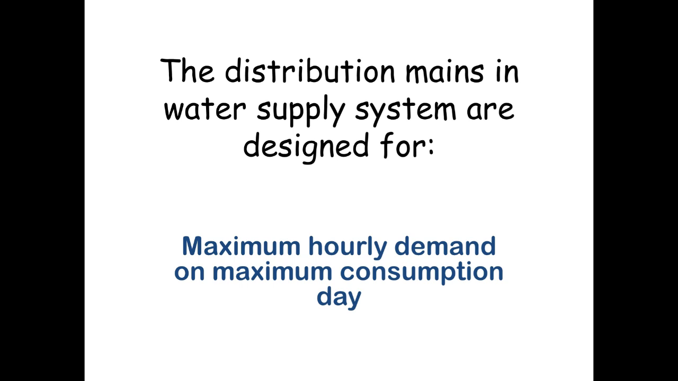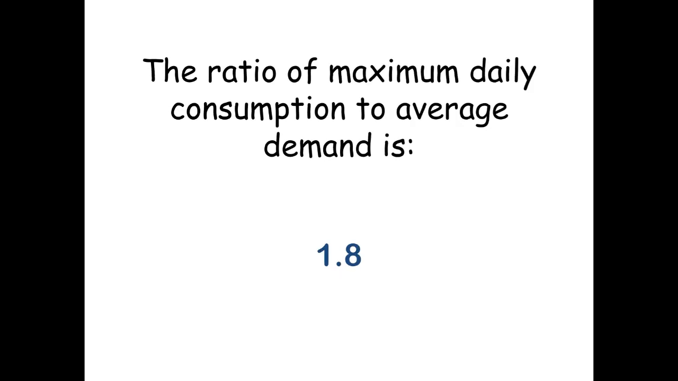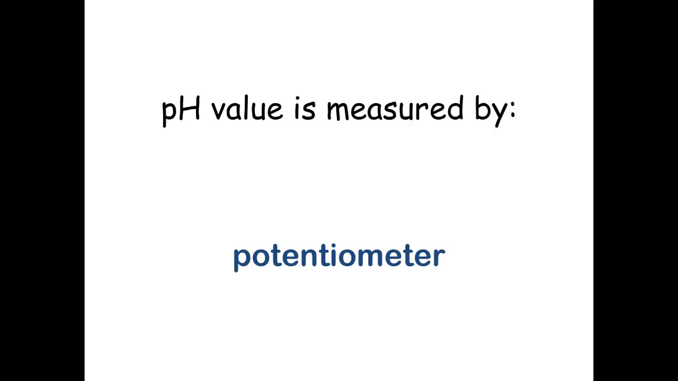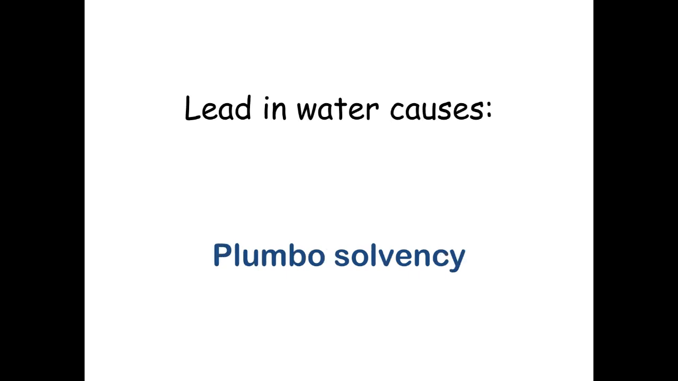The distribution mains in water supply system are designed for maximum hourly demand on maximum consumption day. The ratio of maximum daily consumption to average demand is 1.8. pH value is measured by potentiometer. Lead in water causes plumbosolvency.